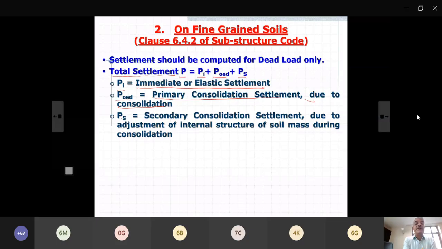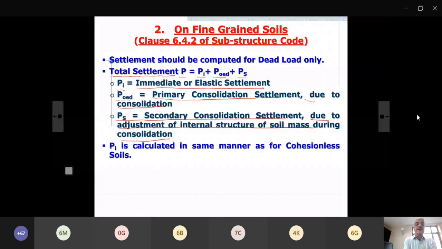And in addition to the consolidation settlement, there is also something called secondary consolidation settlement. In addition to water going out, there is a readjustment, a rearrangement of soil crystals or soil particles within the soil. That also causes settlement, that is called secondary consolidation settlement, due to adjustment of internal structure of soil mass during consolidation. And how is it calculated? Pi is calculated in the same manner as for cohesionless soil, elastic. So we have seen in cohesionless soil how settlement is calculated either by N value or by plate load test and all. That is your elastic or initial settlement. So here also in the same way as you have done for cohesionless soil.